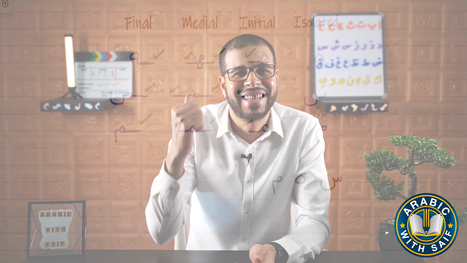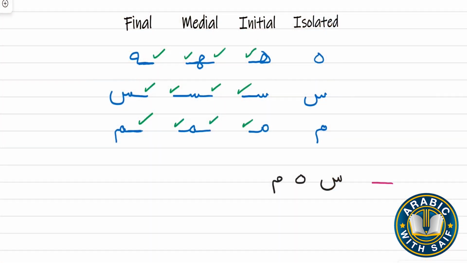Now let's practice how to connect and read some letters, but we will mix letters between this lesson and the previous one. Sin, ha, mim. Let's connect these three letters.